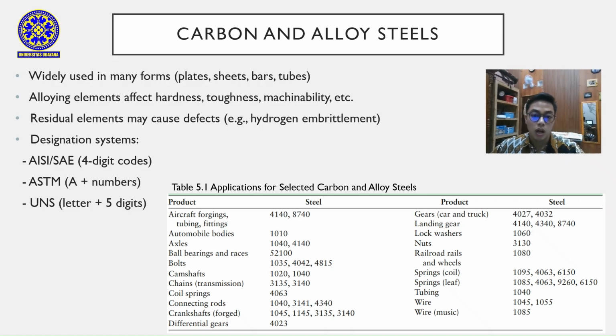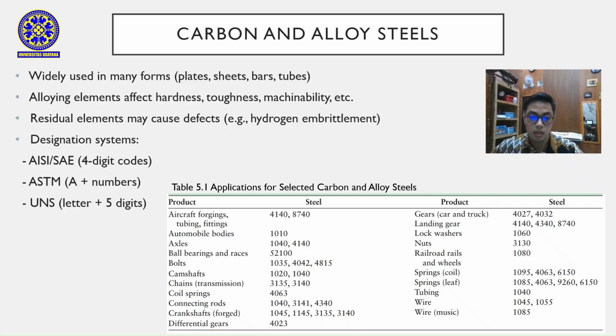Carbon and alloy steels are the most common ferrous metals. Alloying elements like chromium, nickel, molybdenum, and vanadium are added to improve strength, toughness, or corrosion resistance. On the other hand, residual elements like hydrogen or tin may cause embrittlement or hot shortness. There are also different designation systems such as AISI, SAE, ASTM, and UNS that help engineers identify steels by composition and properties.